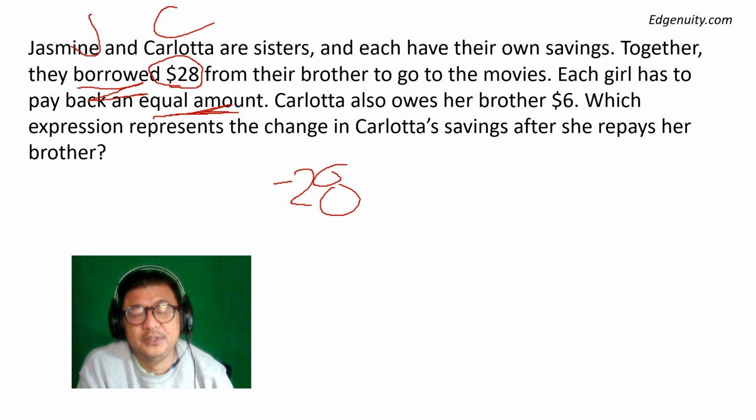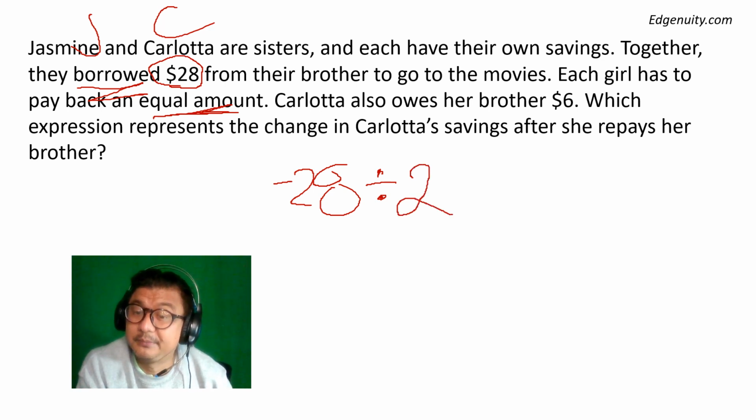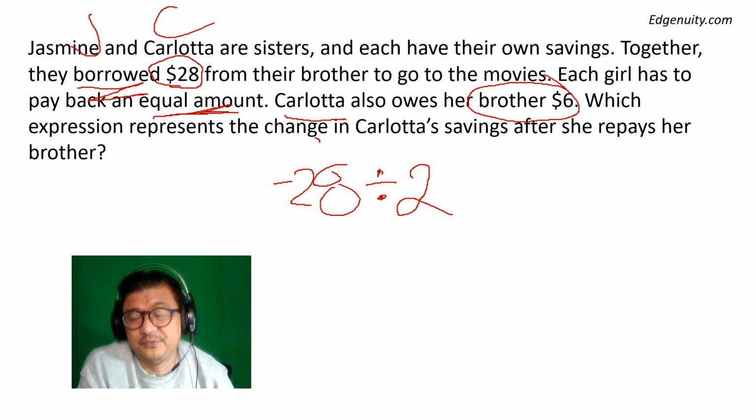Okay, so after a few days, they want to pay their brother now. So what will happen? They're going to split it by 2. Each one of them will pay 28 divided by 2, which is $14. Okay, now Carlotta also owes her brother $6. So you're not just going to pay me money from the $28, you also need to pay me another $6.